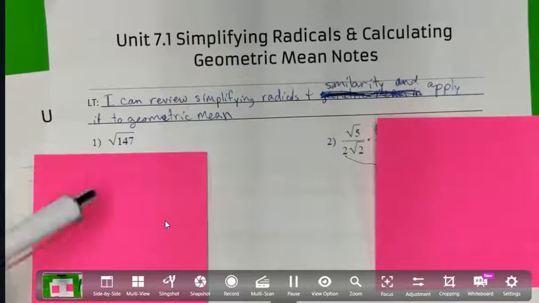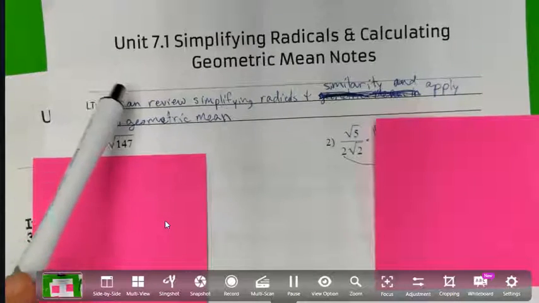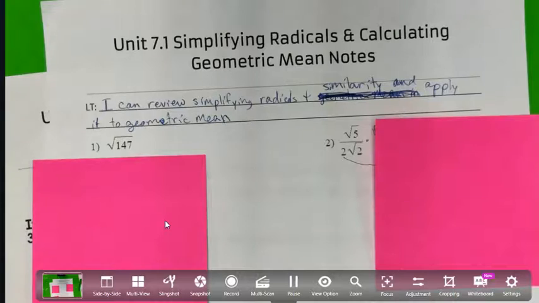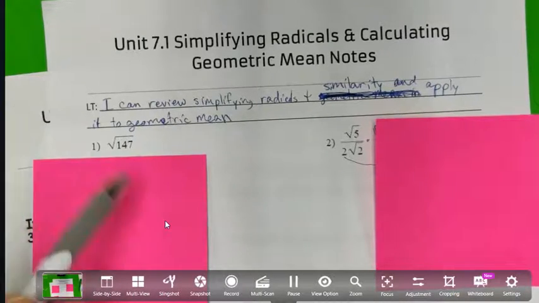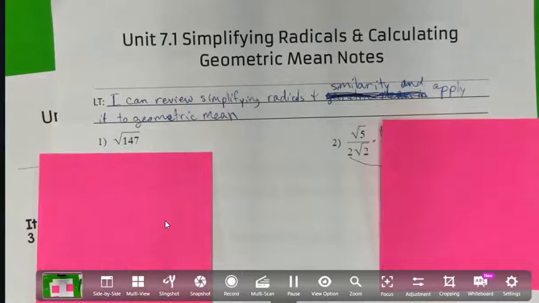Hey guys, we are going over Unit 7.1, and we are going to talk about simplifying radicals in similarity, which we learned last semester, and we're going to apply that to geometric mean. We're going to start with the square root of 147, and you need to find the largest perfect square that goes into 147, and for this it is 49.